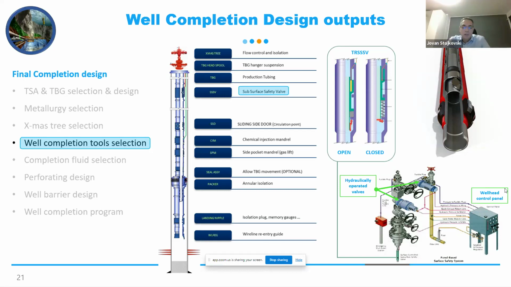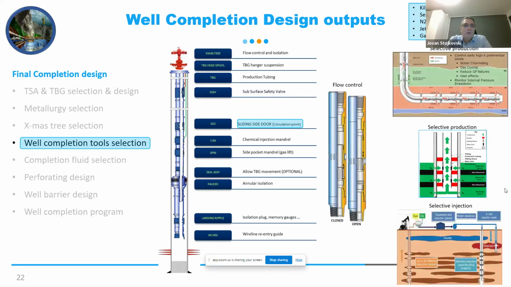We have the Christmas tree. So here you can see the components, which basically we install on the natural gas flowing well, meaning the safety valve subsurface, but on the Christmas tree we more often have hydraulically operated valves, one as a gate valve and another one as a master valve. So this is how we can control in this emergency situation. We can close the well in a couple of seconds. This can also be hooked up to our SCADA system, and then you can control the well even from the office.